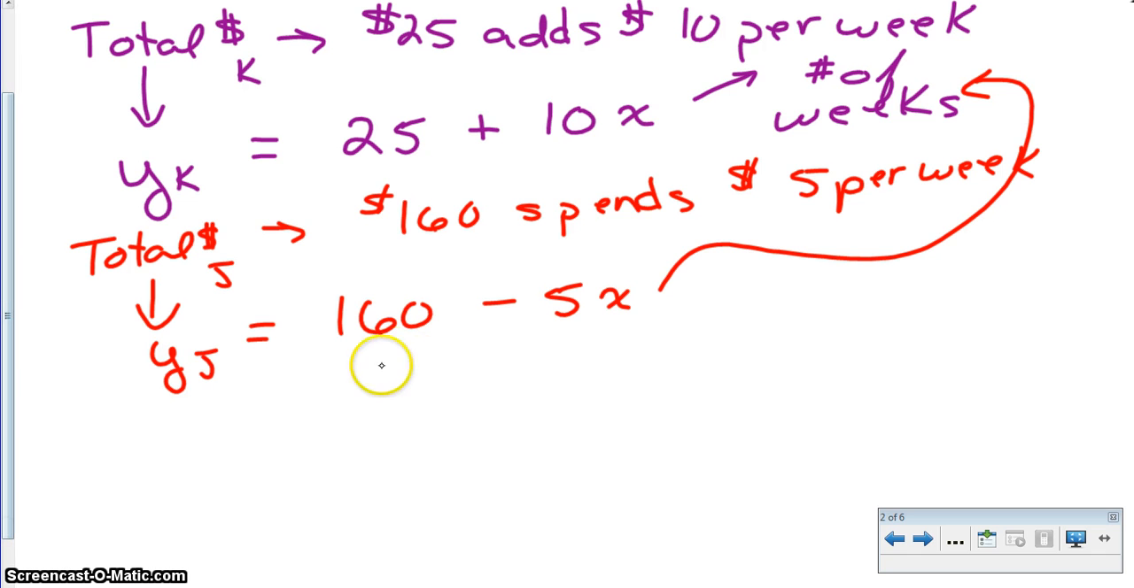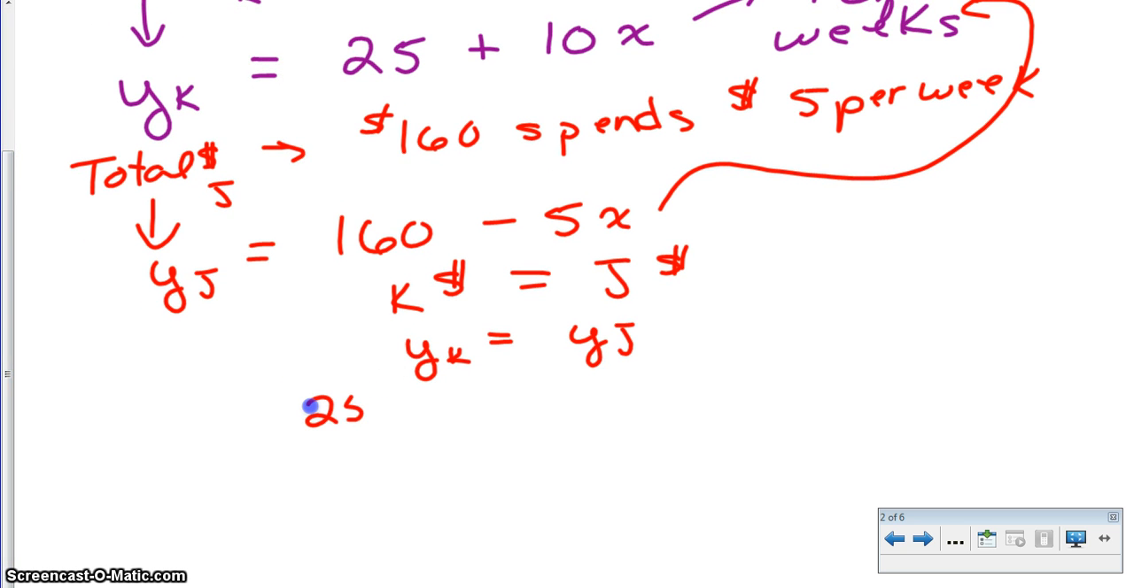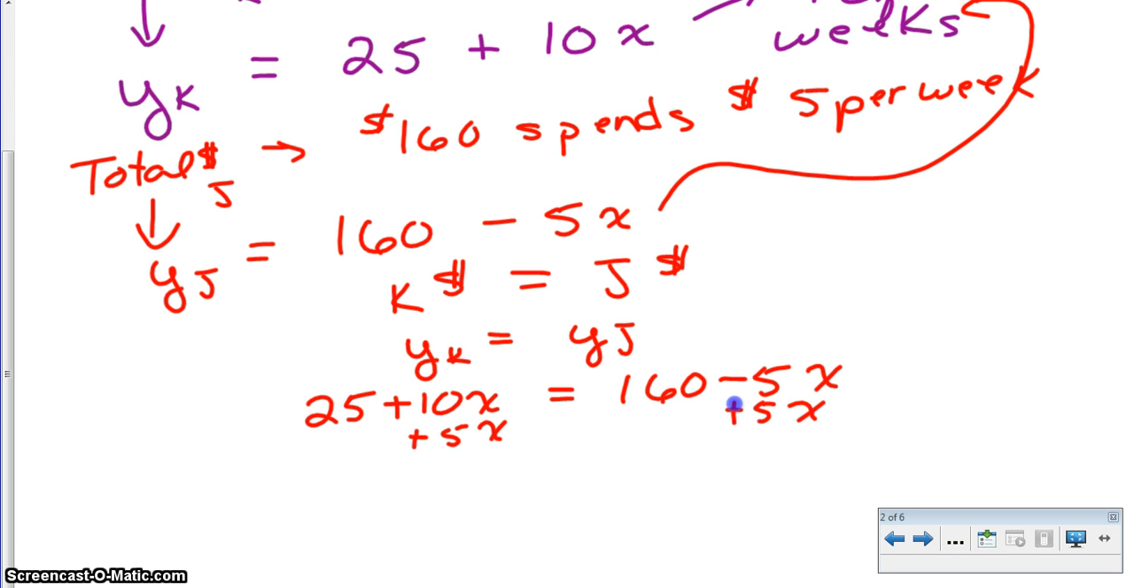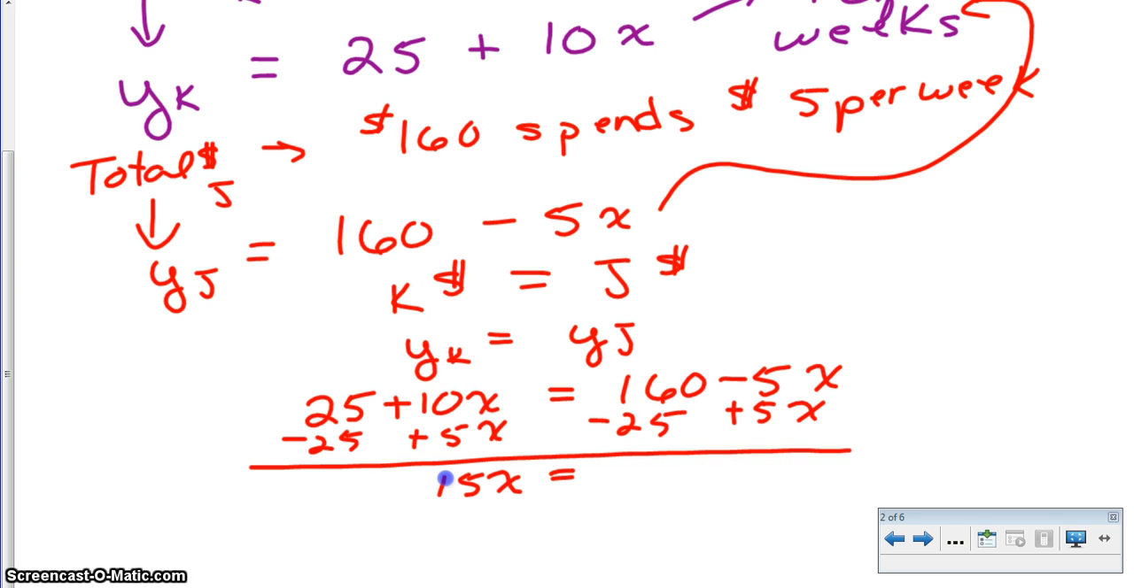Once I have this, I know that I need to talk about Kim's money. It has to be equal to Jen's money. Oh, by the way, that means yk has to equal yj. Using substitution, we know that 25 plus 10x has to equal 160 minus 5x. Now, I'm not going to spend a lot of time going through how to solve each one of these. So as I do this, if you need to stop the video and figure out what Mrs. Rose has done, that's fine. But bottom line is x is equal to 9.